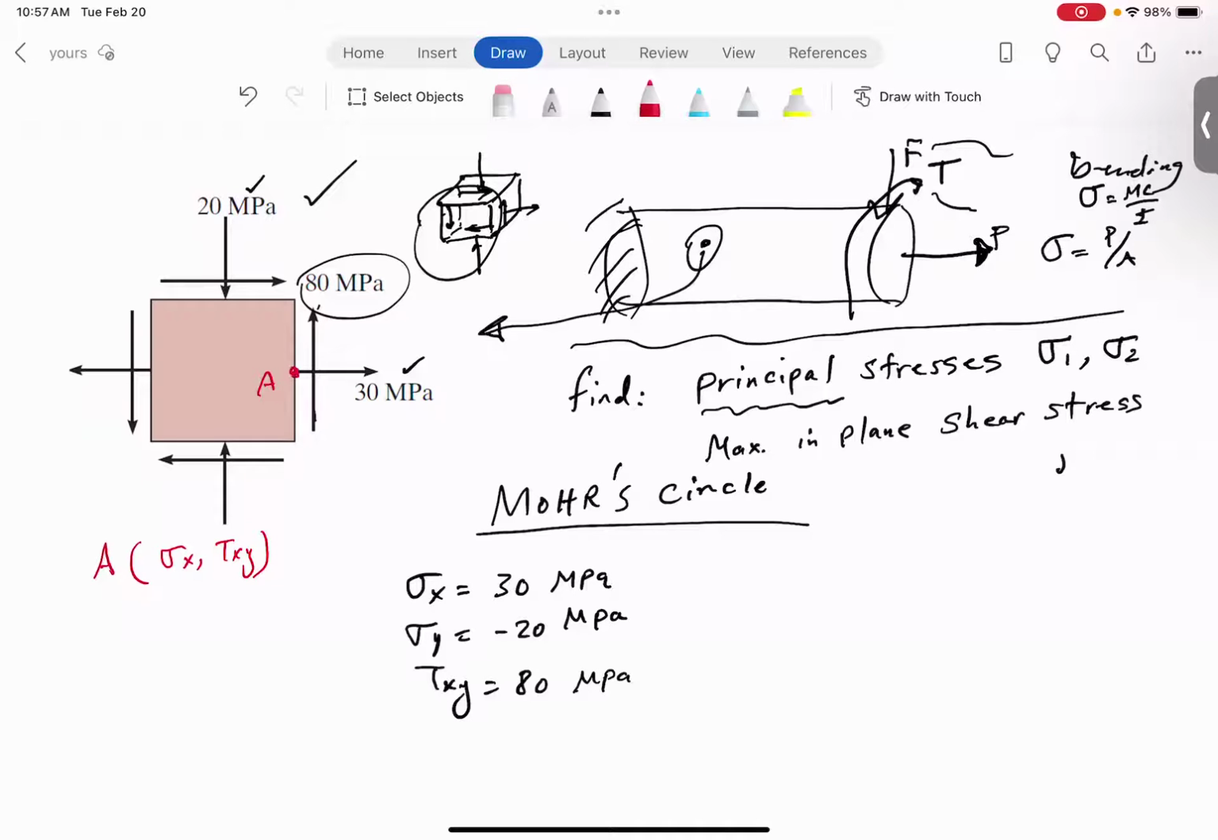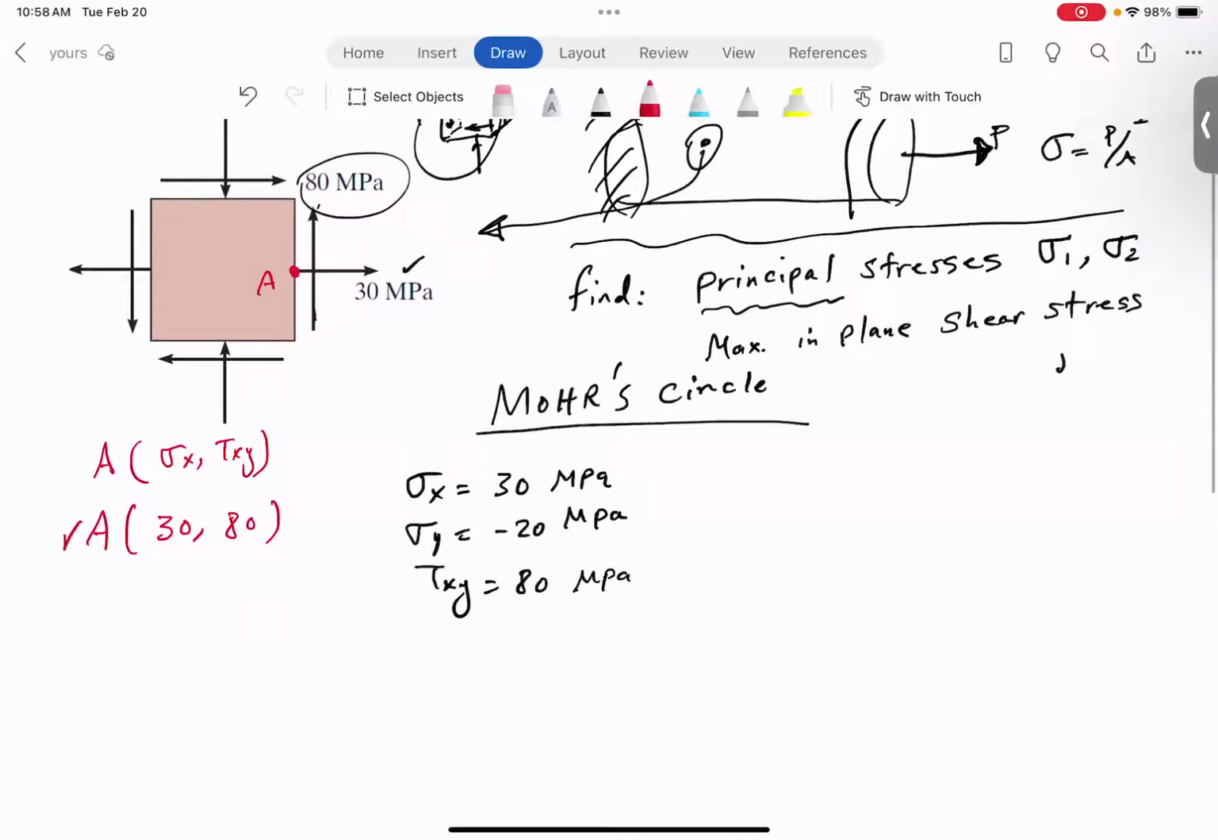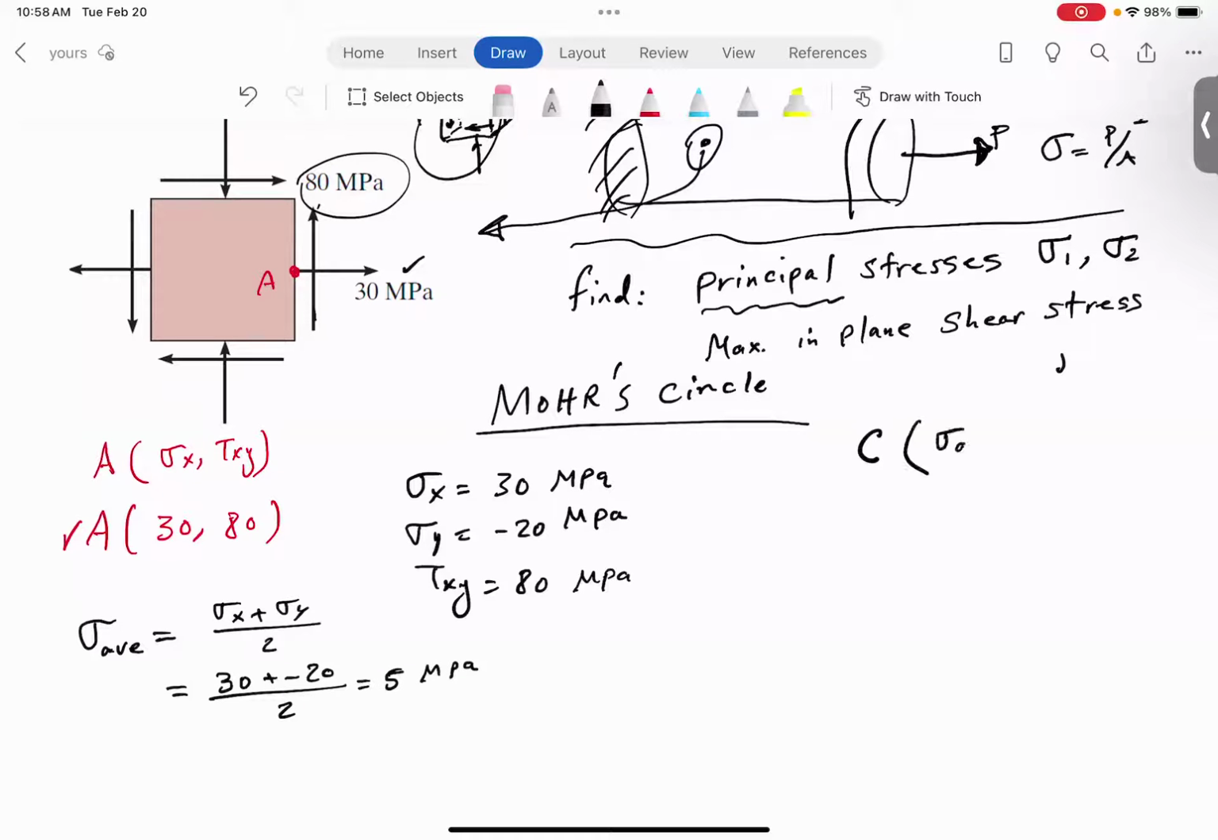So back to point A, then point A has coordinates of 30 and positive 80, right? Sigma x and tau xy. Now, in order to draw a circle, which is known as the Mohr circle, what do you need? You need the coordinates of one point on the circle and the location of the center, and then you can just connect the center to the point and draw the Mohr circle. All right, so the center always has the coordinate of what we call the average stress, which is the average of the two normal stresses. So if we add these two, remember one of them is negative, that becomes 10 over 2, 5 megapascal.